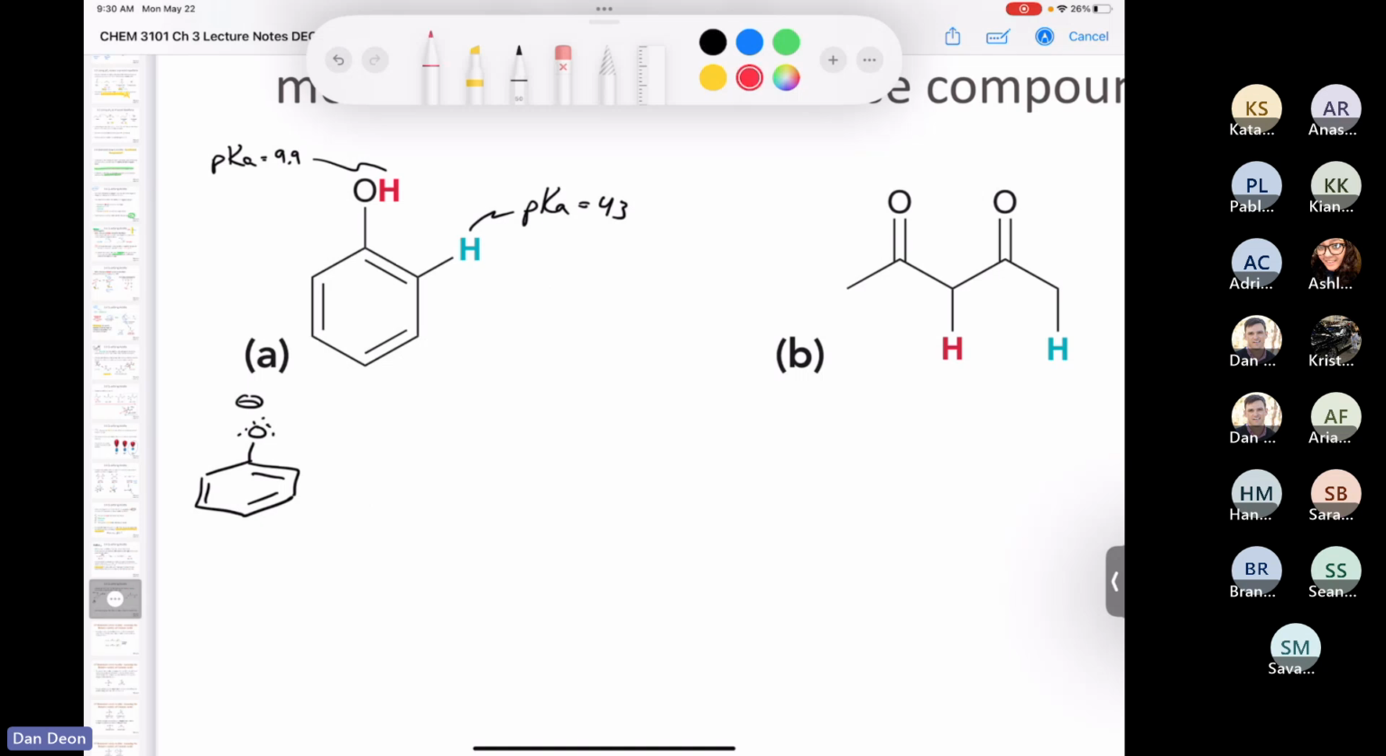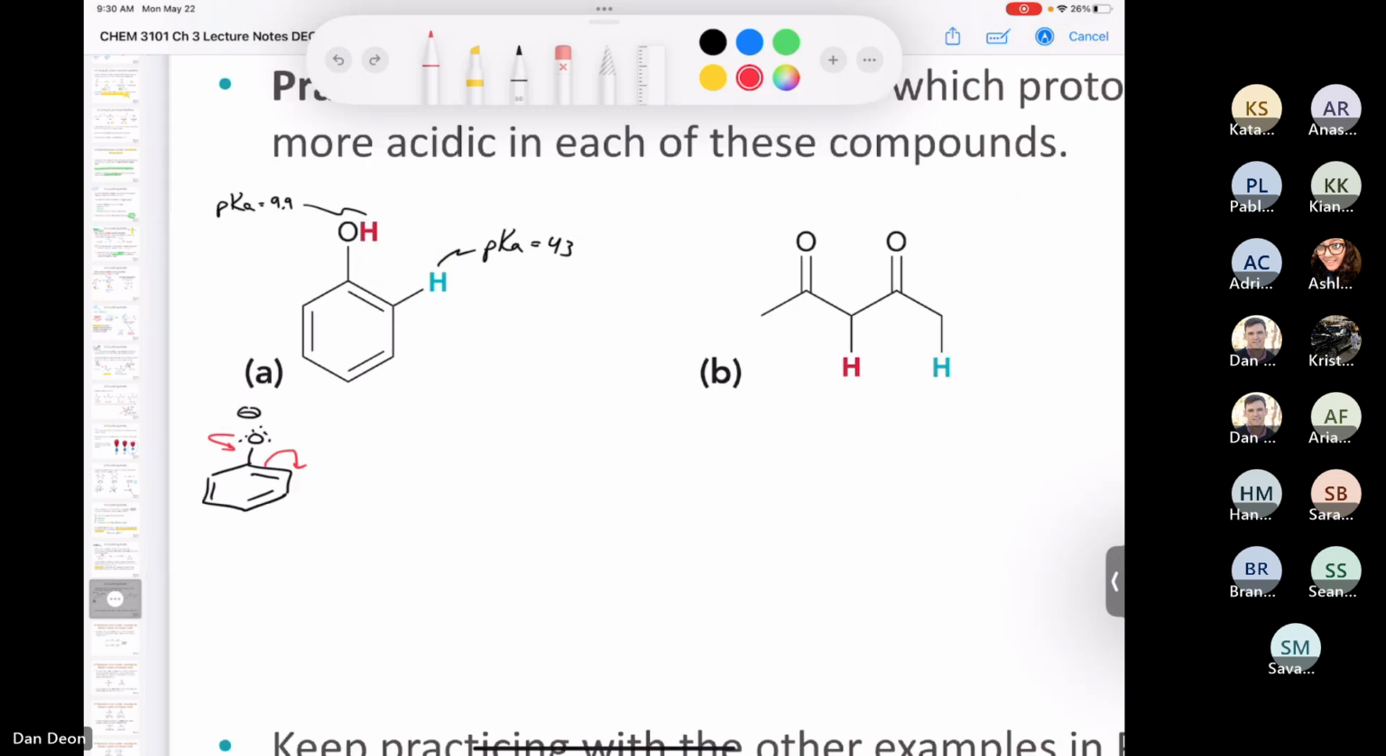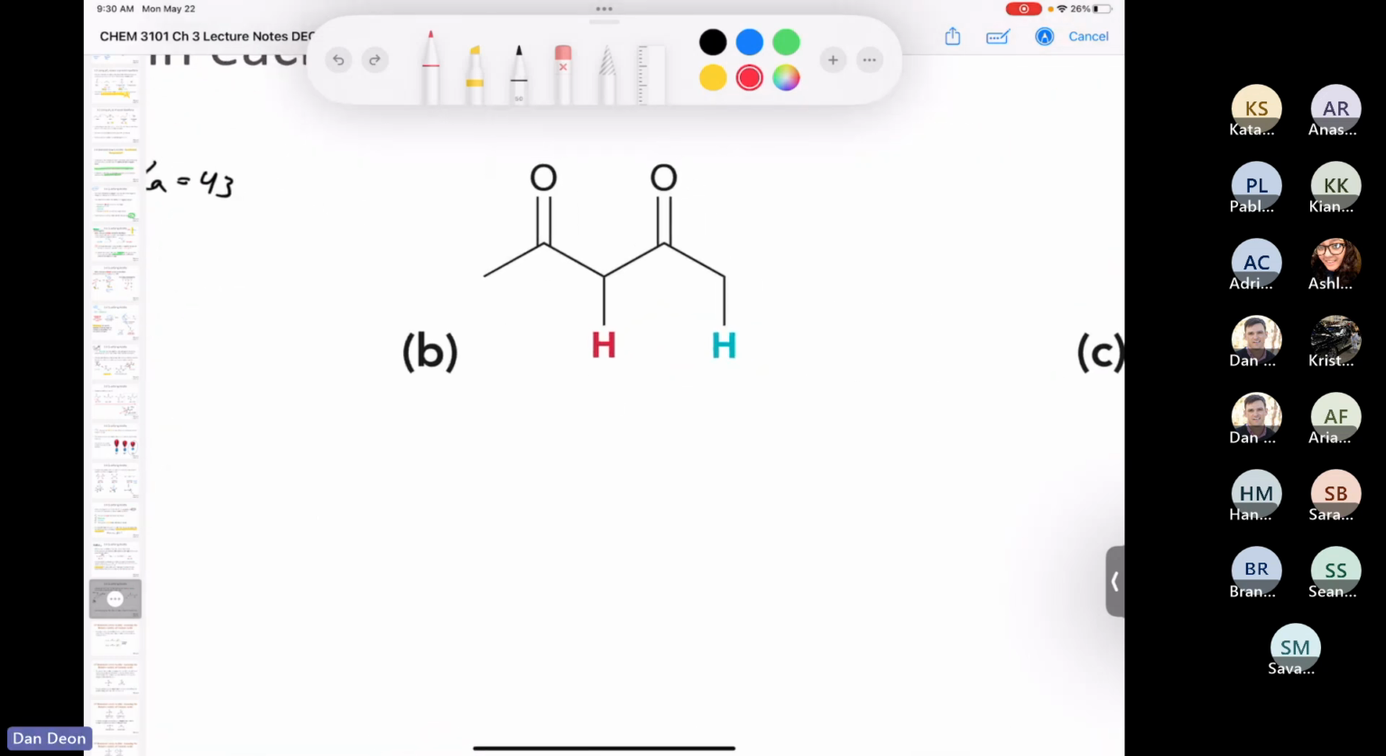And on top of that, you have a whole bunch of resonance structures for this guy, right? If you were to remove this proton, you have no resonance structures whatsoever. The next one, okay, I'll try to expand this here. We have the red proton in the middle, and we have the blue proton on the right-hand side. Which one would be more acidic, do you think?